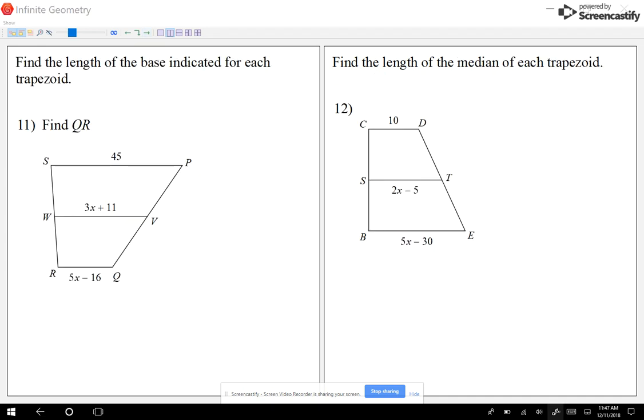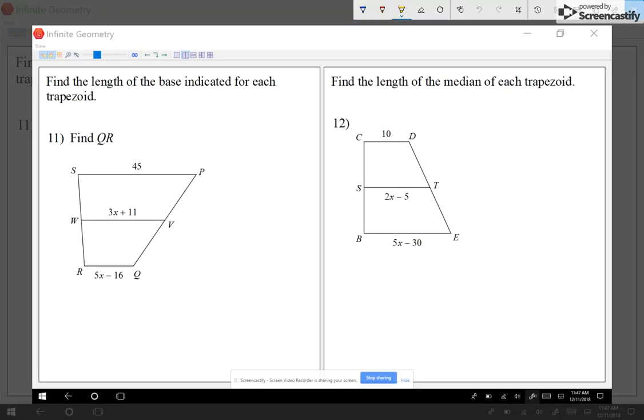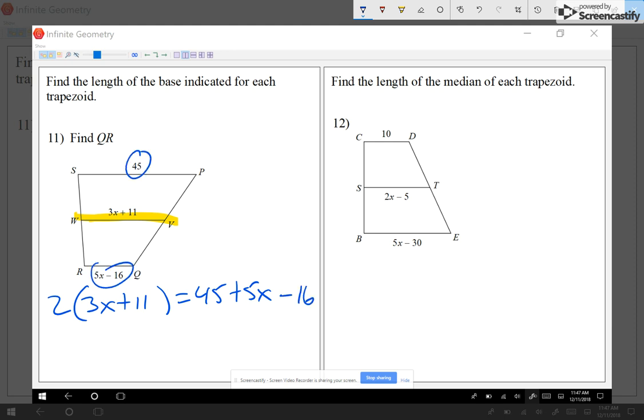Then my last two examples, we're looking at trapezoid mid-segment. The segment in the middle, in this case, is 3x plus 11. 3x plus 11, all multiplied by 2, right? Mid-segment times 2 equals 45 plus 5x minus 16. I'm adding the bases. You can work it out. X equals something, right? The rest is algebra. But here, my instructions are find QR, right? Find the length of the base indicated. QR, which is 5 times x minus 16. So the value of x, plug it in, and then that should give you a result.